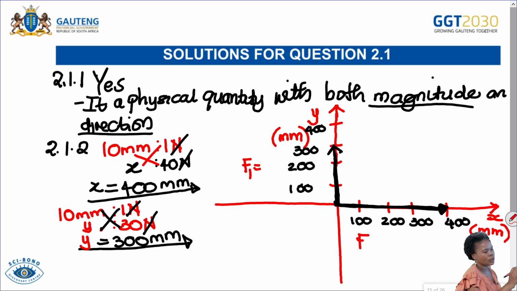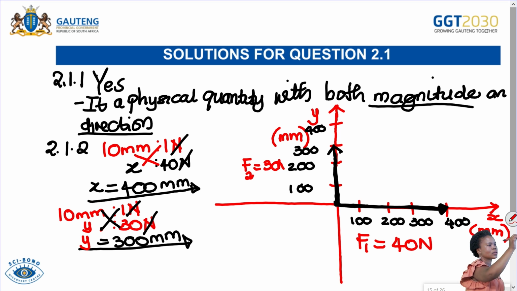So you've got F1, which is 40 newtons, and then F2, which is your 30 newtons. Okay, let me explain this. You do all of these calculations so that you get the correct measurement using your scale, what you should be drawing, or the magnitude of that line or of that arrow that you should be drawing.